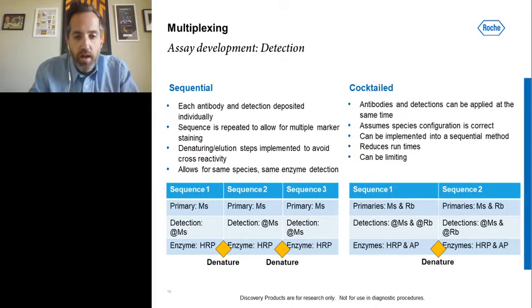With the cocktailed antibodies, you can see here that we can actually apply 2 different species at the same time. And as you can see as well, by applying 2 different enzymes, we can perform up to 4 different markers over 2 sequences by performing this cocktailed method. This can be a little bit problematic because you have to ensure that all your detections are configured correctly, but it can help by reducing some of the runtime.